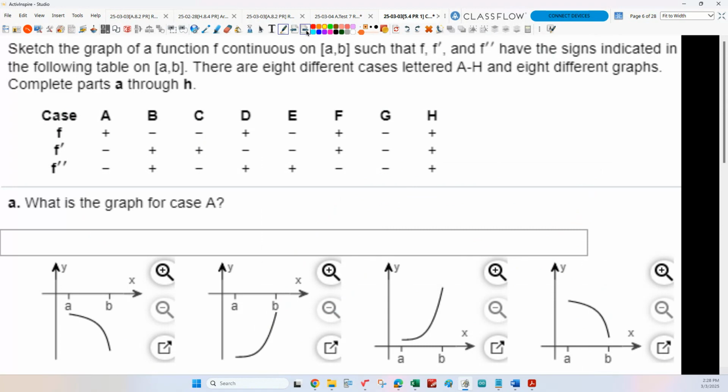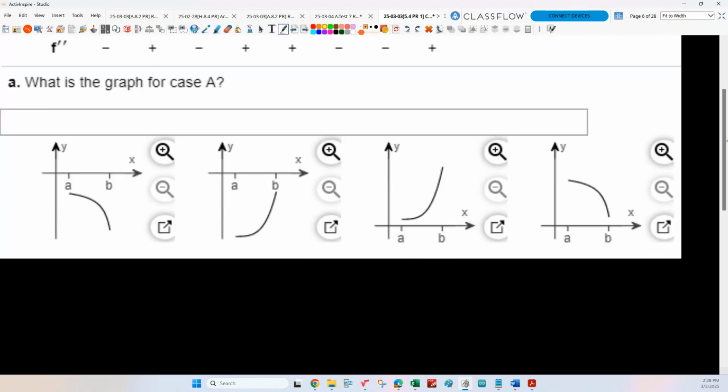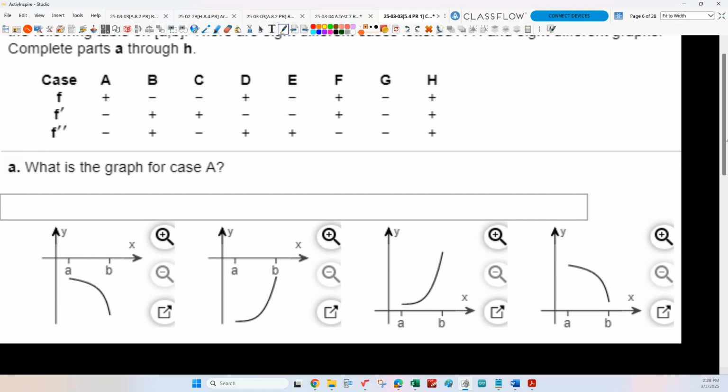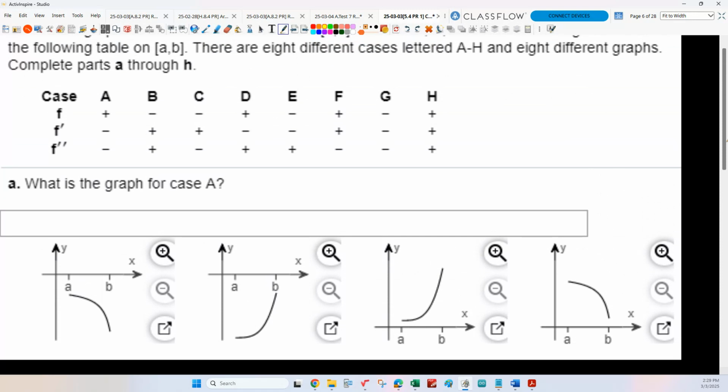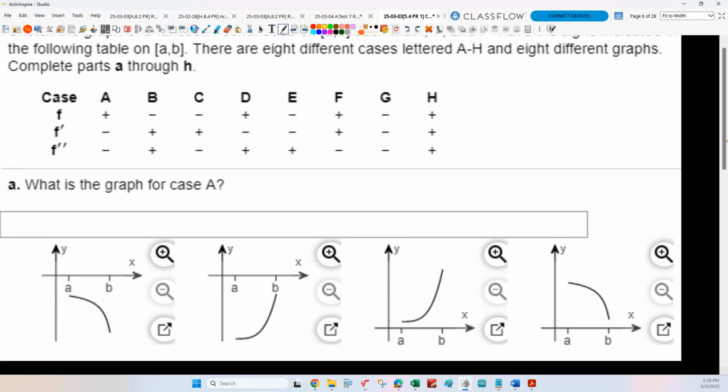So let's just practice some more of this stuff. I want you guys to tell me, there are a bunch of different cases here, and you get to choose which of these graphs represents each case. You only have, I guess, 4 choices for case A. So what's going on at A? Tell me what that means.